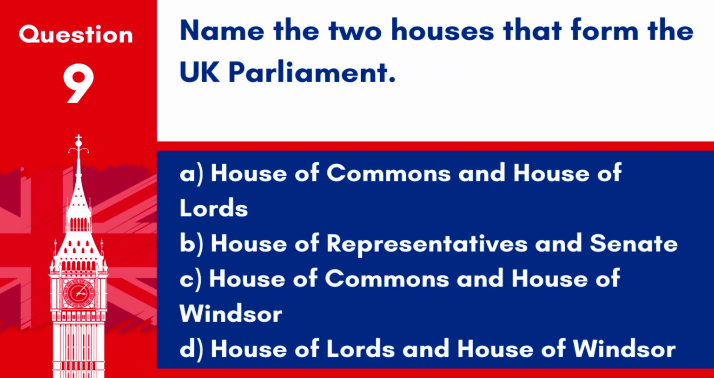Question 9. Name the two houses that form the UK Parliament. A. House of Commons and House of Lords, B. House of Representatives and Senate. C. House of Commons and House of Windsor. D. House of Lords and House of Windsor. Answer: A. House of Commons and House of Lords. The UK Parliament is bicameral, consisting of two houses, the House of Commons and the House of Lords.